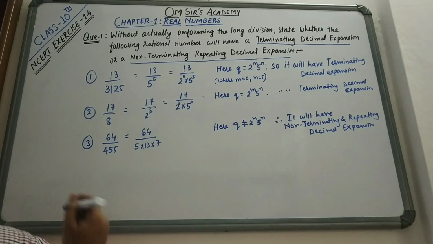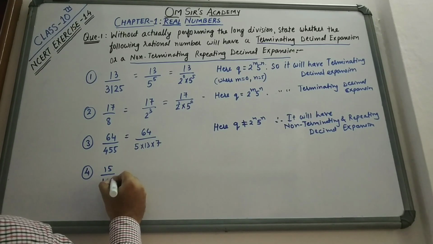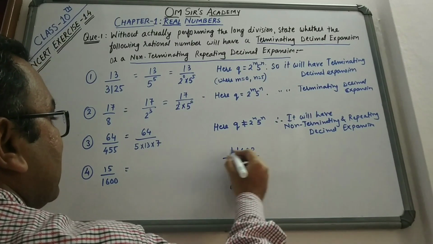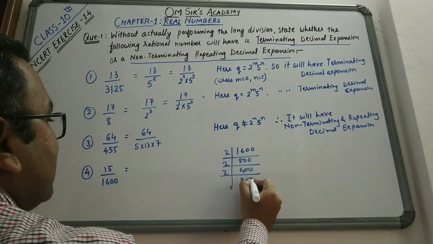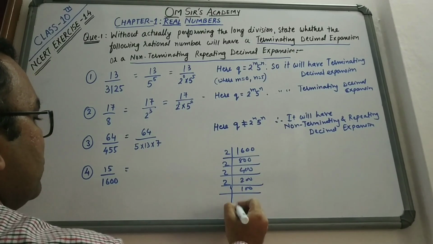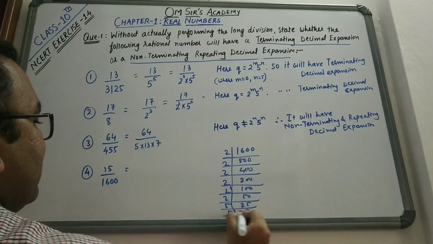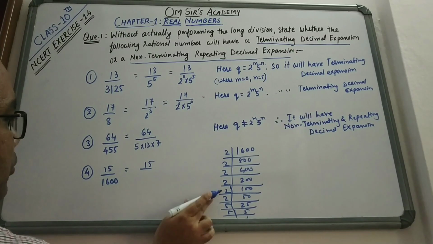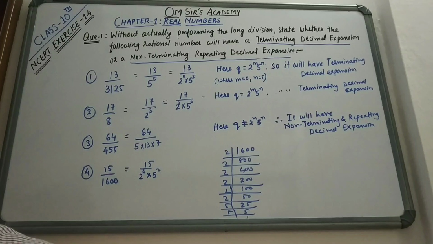Is it clear friends? Move to the next question, that is fourth question, 15 upon 1600. So what are the prime factors of 1600? 1600 can be prime factorized as 2 800s are, 2 400s are, 2 200s are, 2 100s are, 2 50s are, 2 25s are, 5 5s are, and 5 1s are. So 15 upon how many 2? 1, 2, 3, 4, 5, 6. 2 raised to power 6 into 5 raised to power 2.